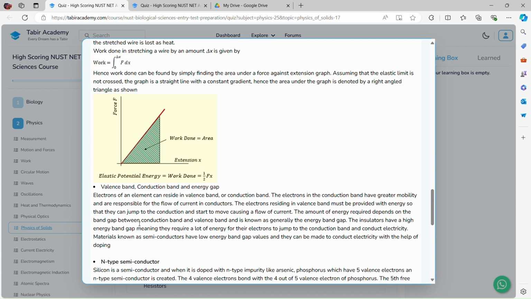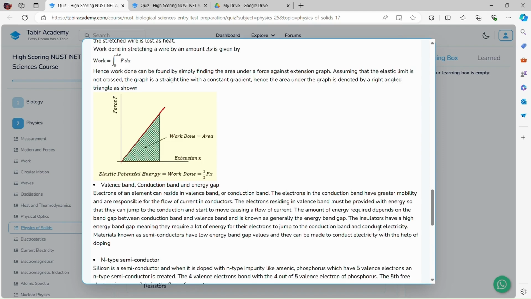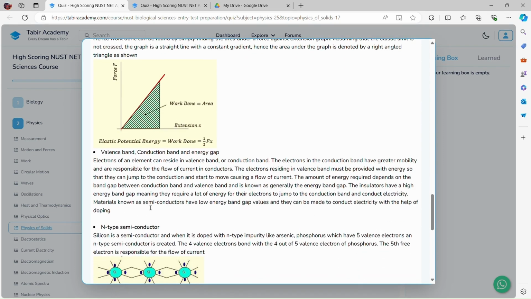The amount of energy required depends on the band gap between conduction band and valence band and is generally known as the energy band gap. The insulators have a high energy band gap, meaning they require a lot of energy for their electrons to jump to the conduction band and conduct electricity.